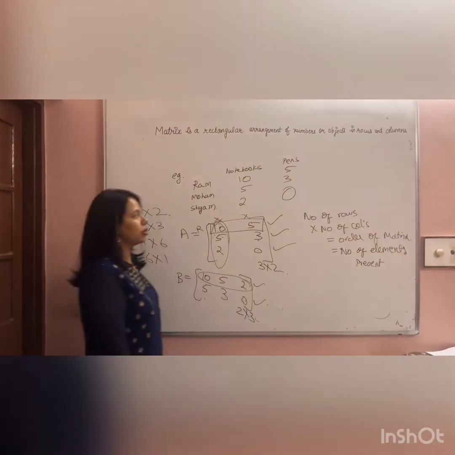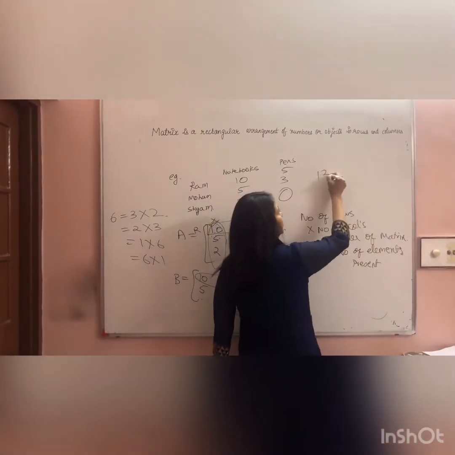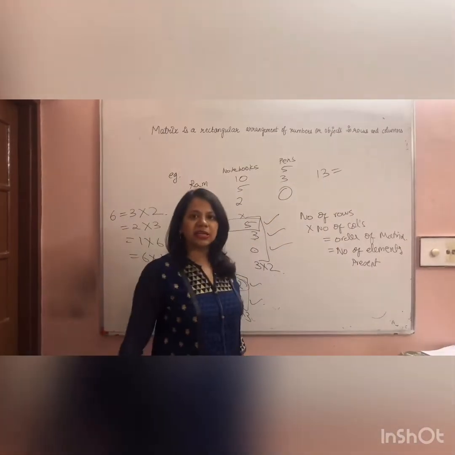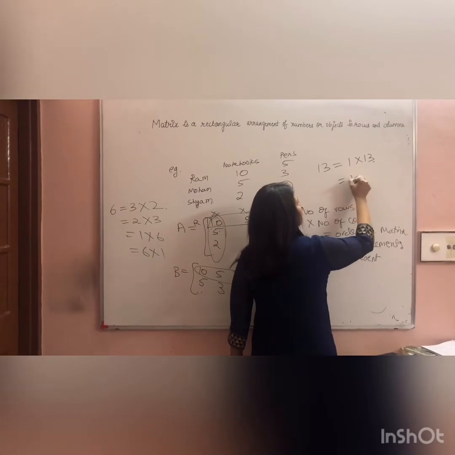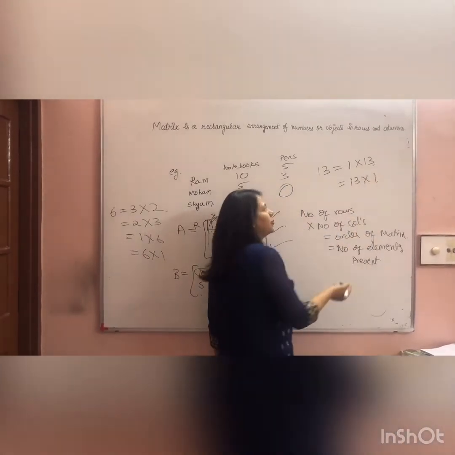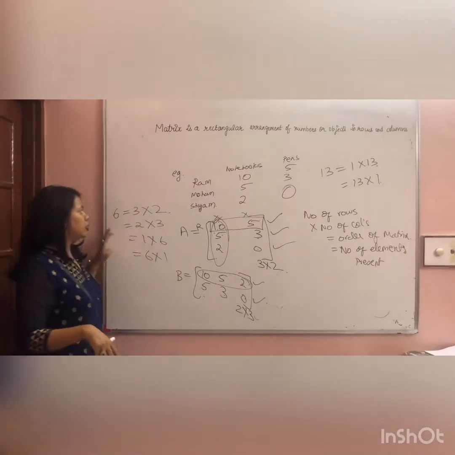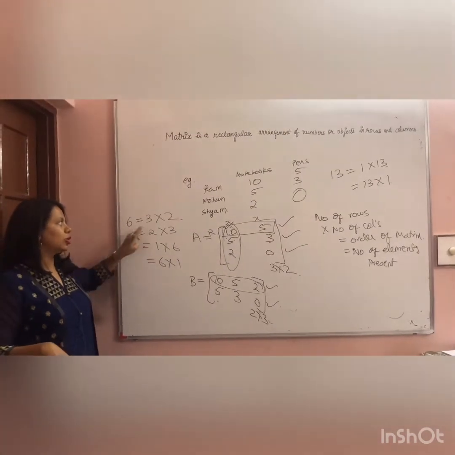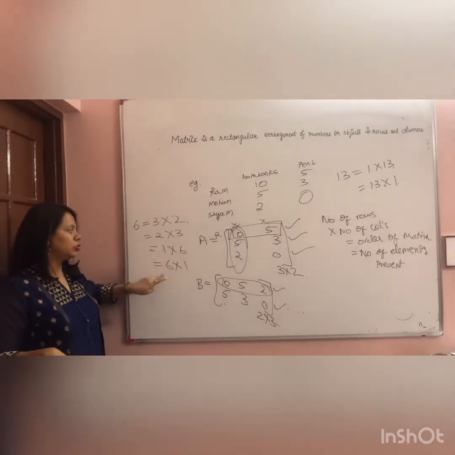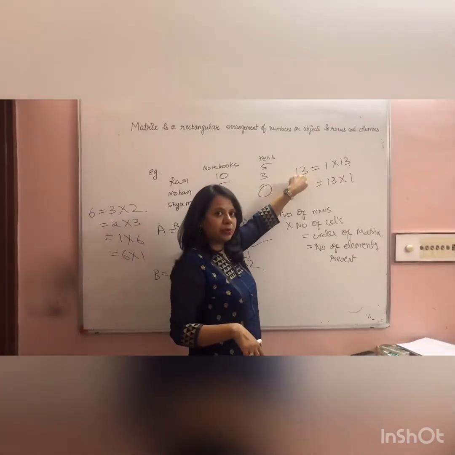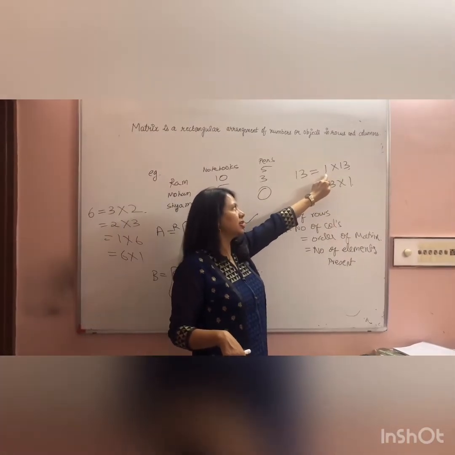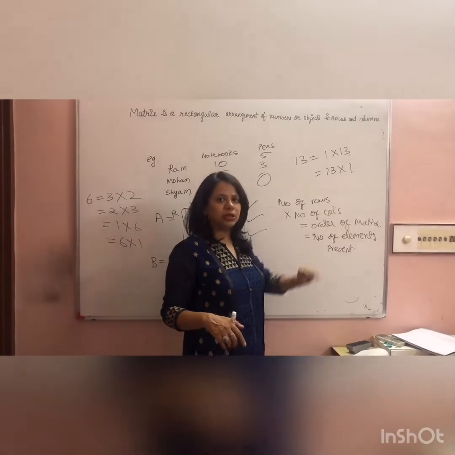If a matrix, for example, has 13 elements, then what are the possible orders that I can have? I can have a 1 into 13 matrix and a 13 into 1 matrix. That means all the factors that you can have. All the factors of 6 were 3 into 2, 2 into 3, 1 into 6 and 6 into 1. But here 13 was a prime number. So the possible orders that I could have were 1 into 13 and 13 into 1.